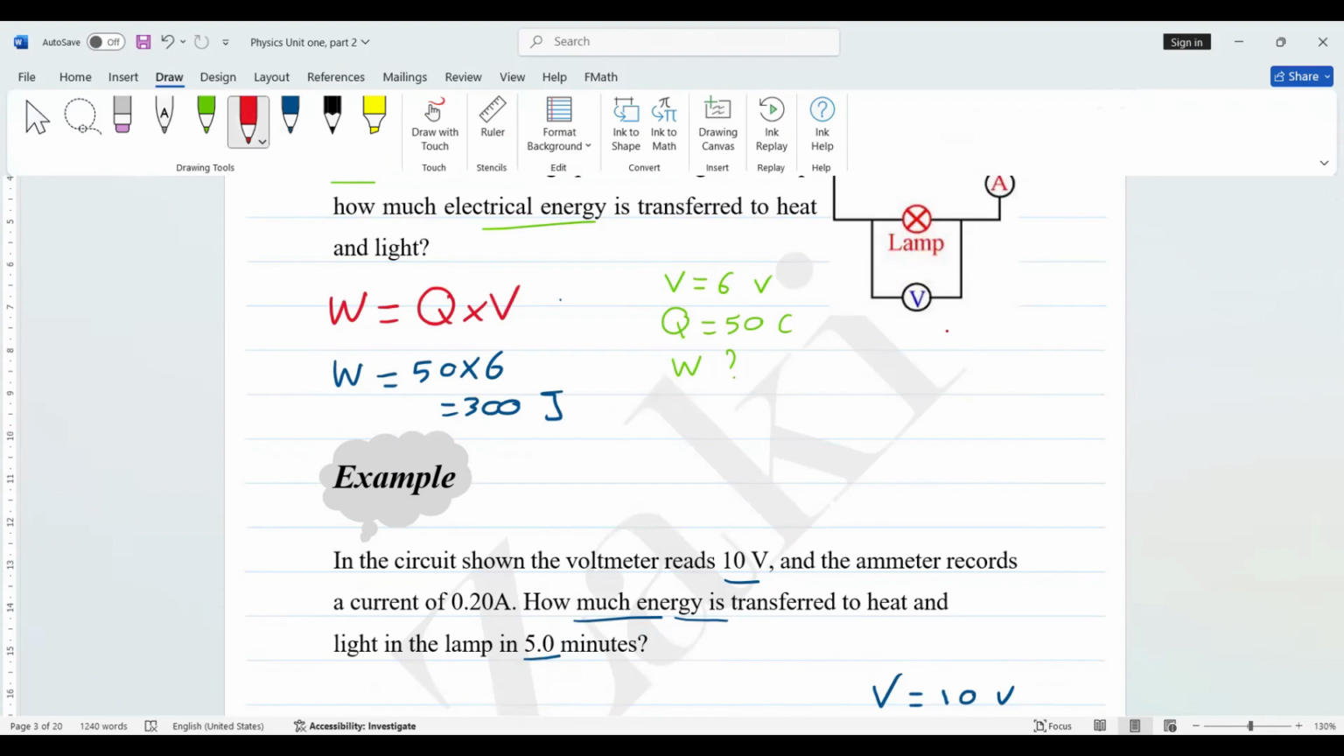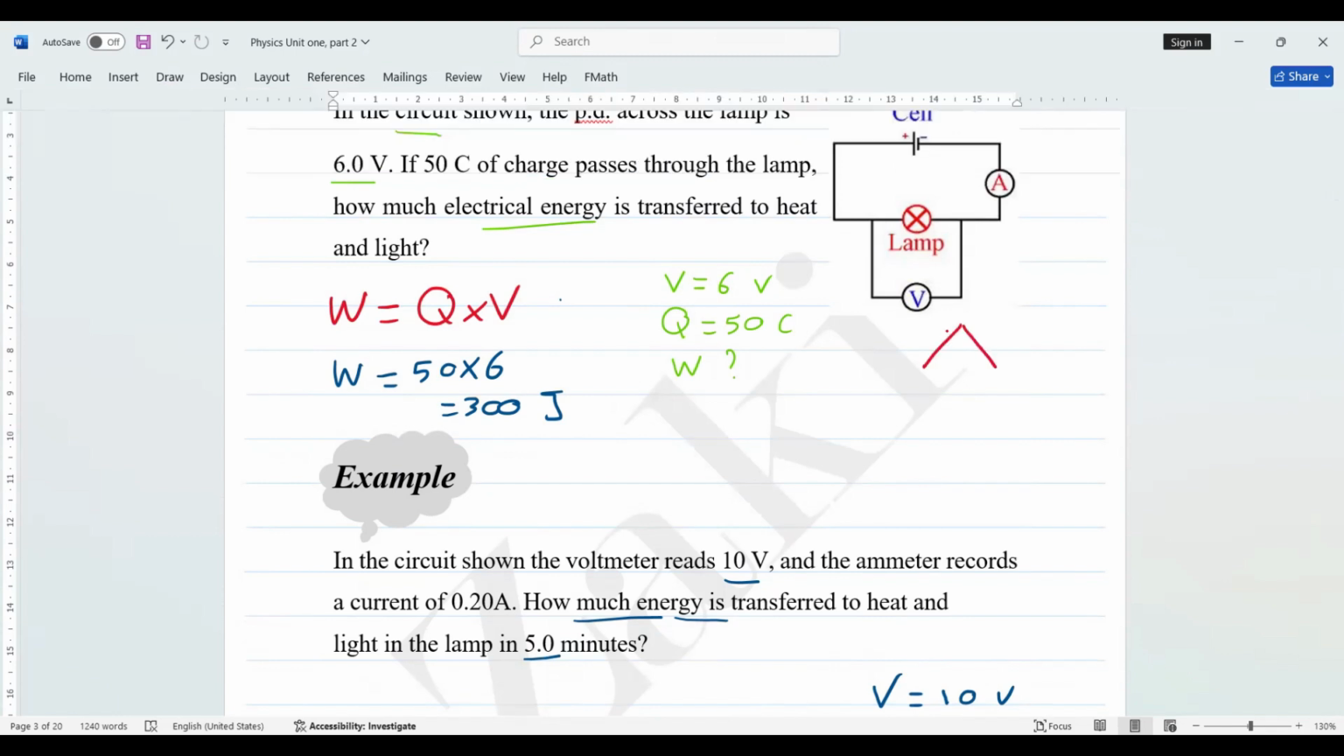Okay, to be easier for you, this is the first rule: Q equals I multiply T. The second is that energy equals Q times V. The third is that energy equals I times T times V.